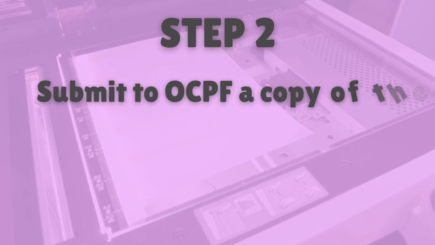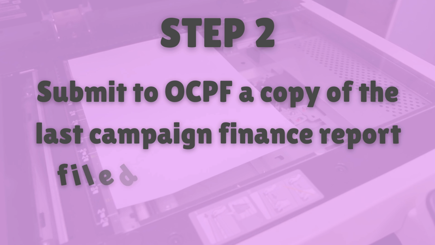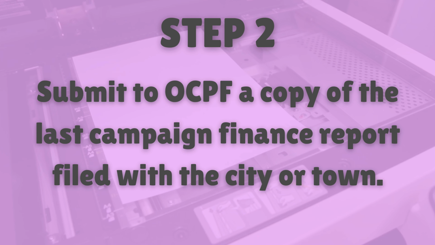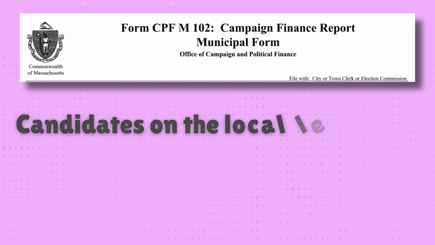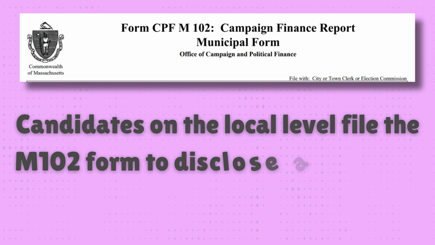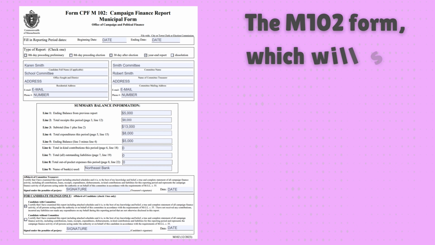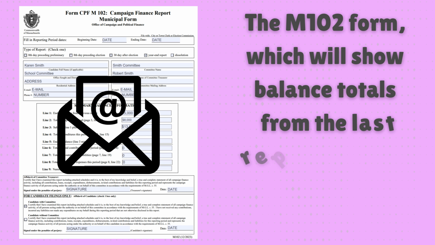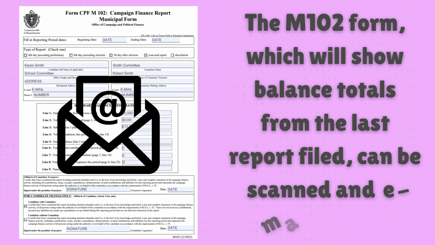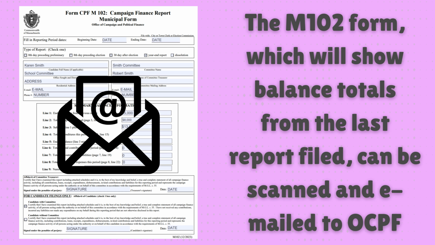Step 2. Submit to OCPF a copy of the last campaign finance report filed with the city or town. Candidates on the local level file the M102 form to disclose activity with local election officials. The M102 form, which will show balance totals from the last report filed, can be scanned and emailed to OCPF.